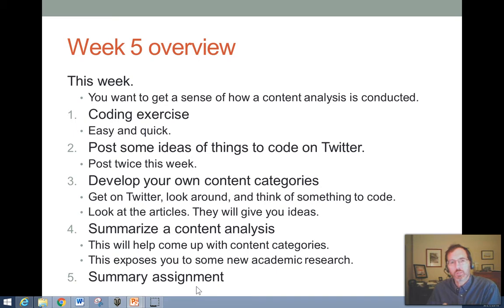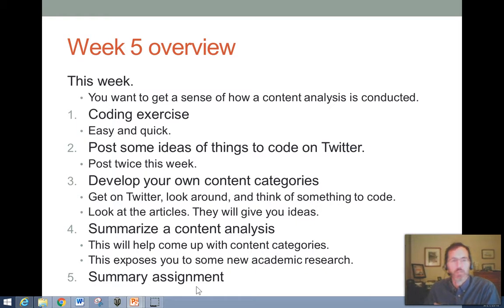Okay, then we have a single discussion going on. I ask you to post twice, and you can post twice anytime this week, where we're going to start trying to put together some ideas of things you could code in Twitter tweets, and that'll be the material that we can propose to code. We'll also take other questions from content analysis in that discussion this week, and that's the only discussion we've got.